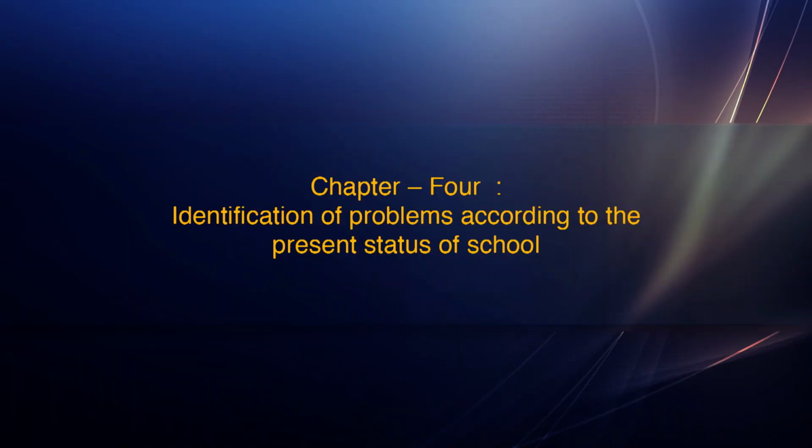Chapter 4, identification of problems according to the present status of school given in chapter 2, listing of these problems identified, its prioritization and devising actions or steps for solution during this plan period. Chapter 3 may also indicate the problems while analyzing the progress achieved.